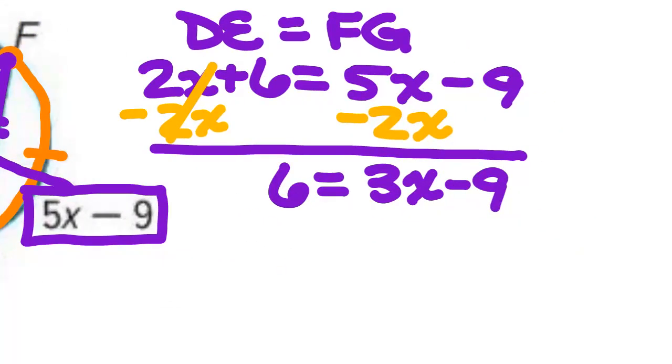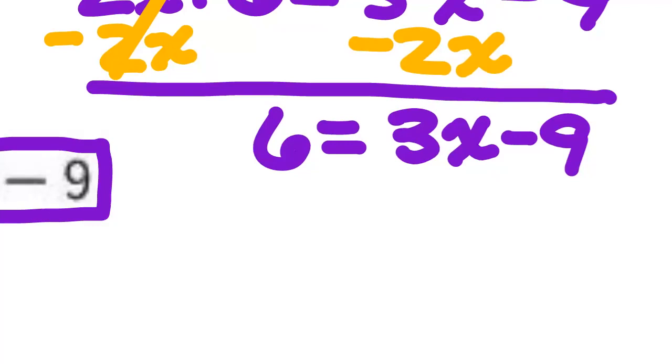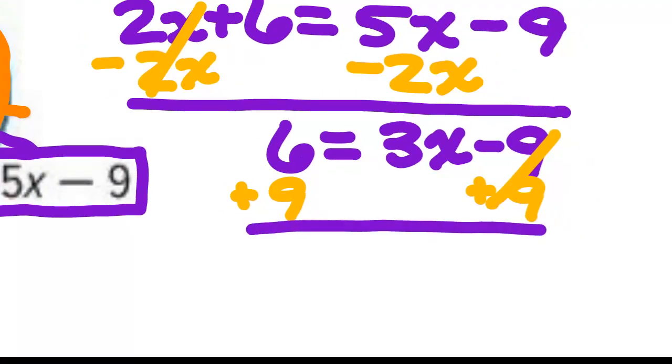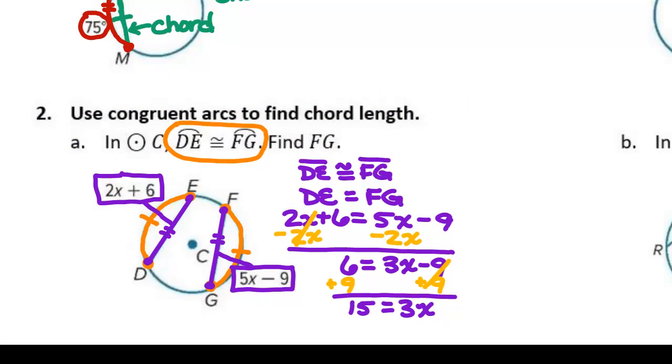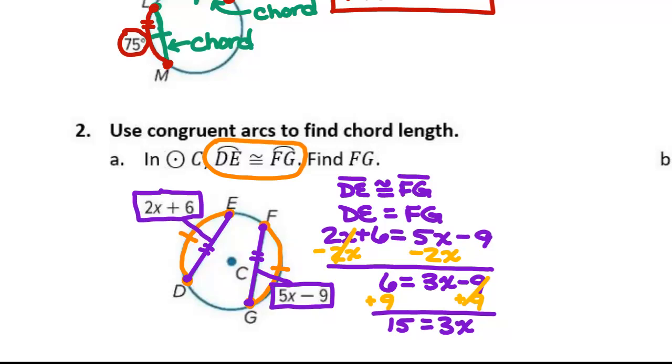What would I want to do now? What would I do next as I'm solving this for x? Add 9 to both sides. What is 6 plus 9? 15. So I have 15 equals 3x. And then I need to do what with that? We need to divide. Divide by what? Divide both sides by 3.